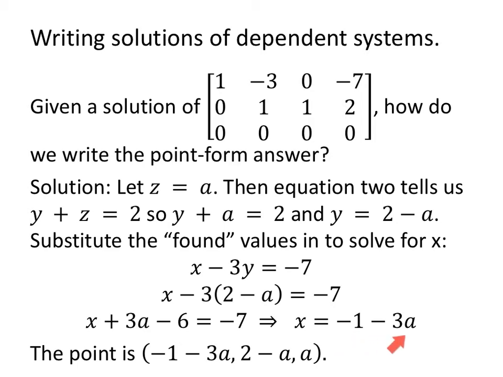X equals negative 1 minus 3a, so my point form would be negative 1 minus 3a is my x value, 2 minus a is my y value, and a is my z value. So for any z value you give me, I can find the y and the x that go with it.